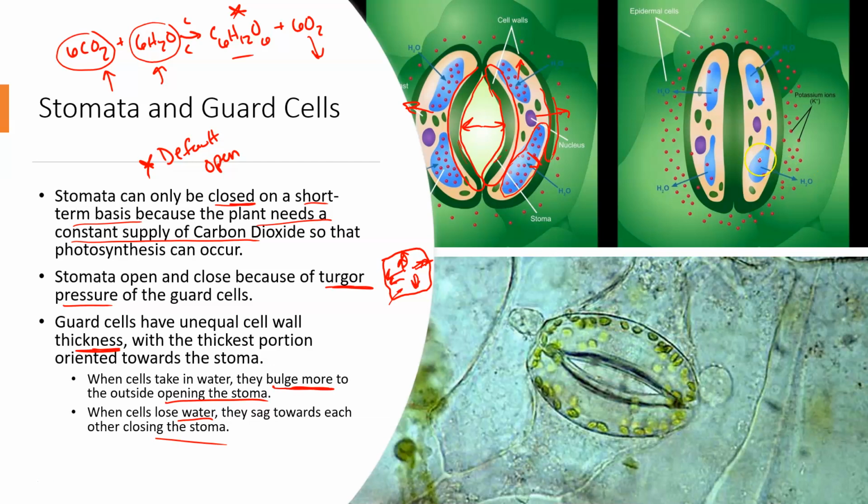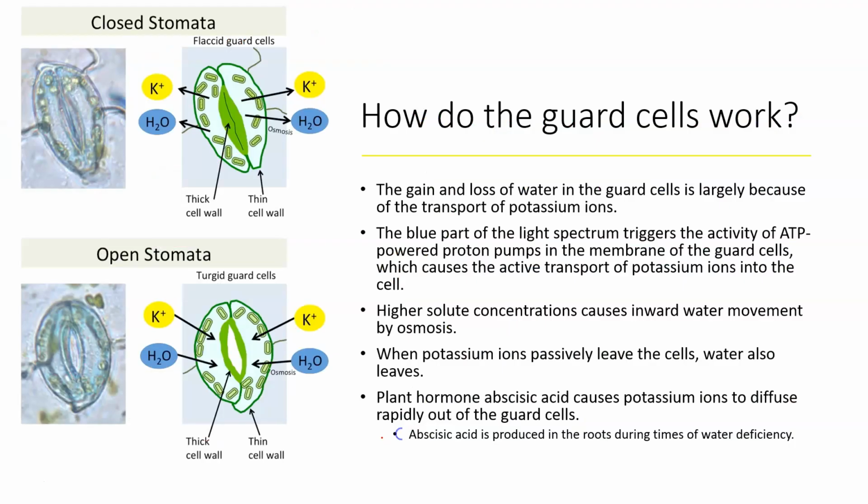As water starts coming in, it starts increasing the pressure on the inside, and as the pressure increases, it's going to force these out because they're swelling with water, and it opens the stomata. Okay? So, how do these guard cells work other than just increasing and decreasing in water concentrations?